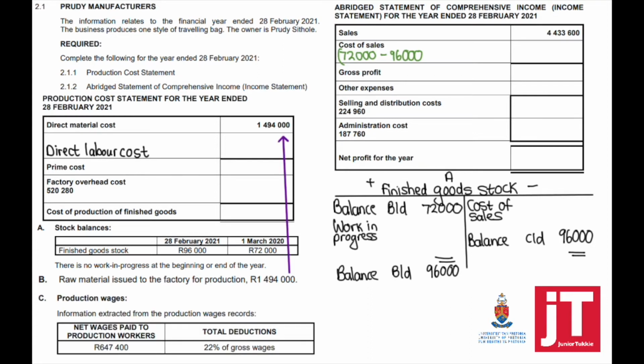Information C, production wages. Information extracted from the production wages records. The net wage was given to you and then they said the total deductions was 22% of the gross wage. A reminder: when we look at the production cost statement and we look at the cost, it's always the gross salary plus contributions. That is an expense to us. That is the cost to the business.